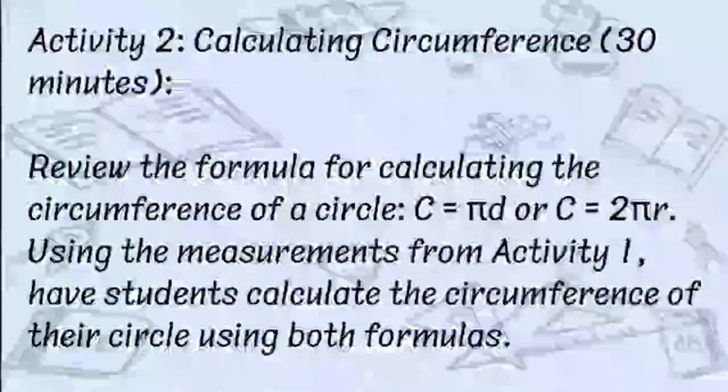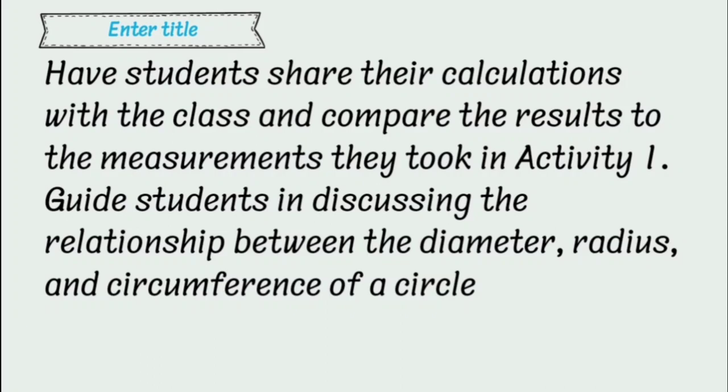Review the formula for calculating the circumference of a circle, C equals pi d or C equals 2 pi r. Using the measurements from Activity 1, have students calculate the circumference of their circle using both formulas. Have students share their calculations with the class and compare the results to the measurements they took in Activity 1.